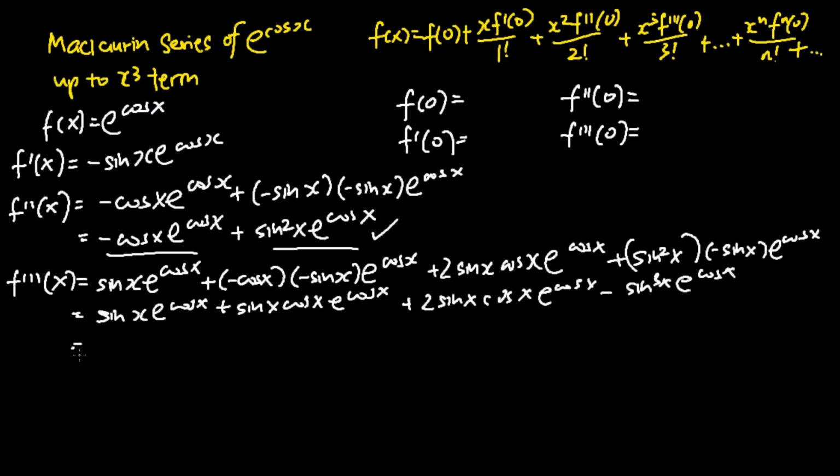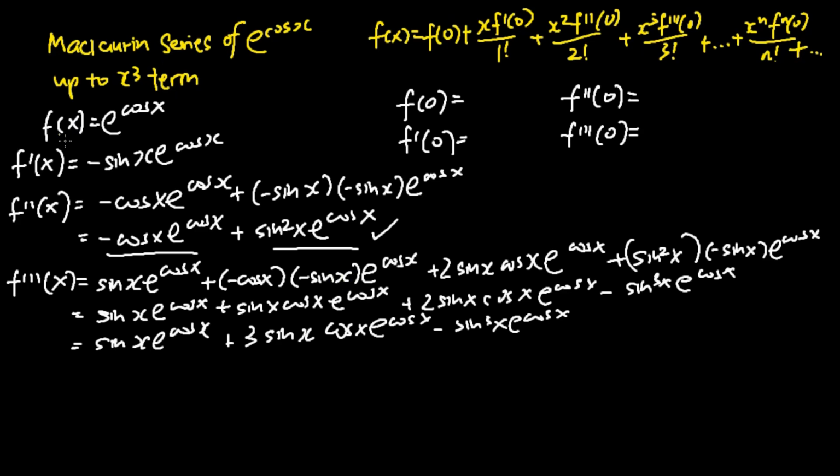We can further simplify the whole answer because my second and the third term we can add them together and we got 3 sine x cosine x e to the power of cosine x, subtracting away sine cube x e to the power of cosine x, and this is the simplified answer for f triple prime x.